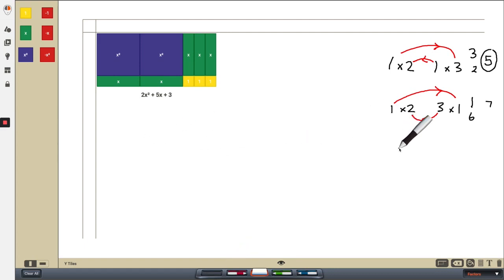At the beginning, when we were playing around with the factors of 2, 1 times 2, and then the factors of 3, 3 times 1, and then we were trying multiplying those in pairs, what we were actually doing was playing with the factors of 6. And the factors of 6 are 1, 6, or 2, 3.